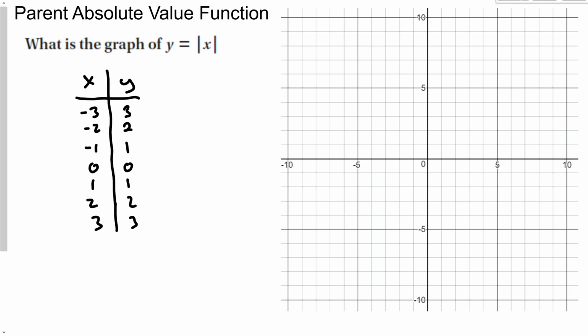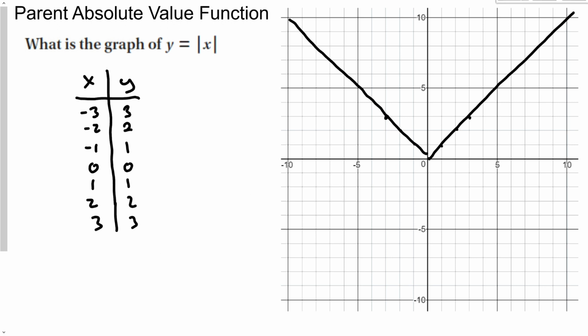So if I wanted to plot these points then, I would go -3, 3; -2, 2; -1, 1; 0, 0; 1, 1; 2, 2; and 3, 3. And you can see that my graph is starting to look like a V. And if I graph the whole thing, I get a graph that looks kind of like a V.